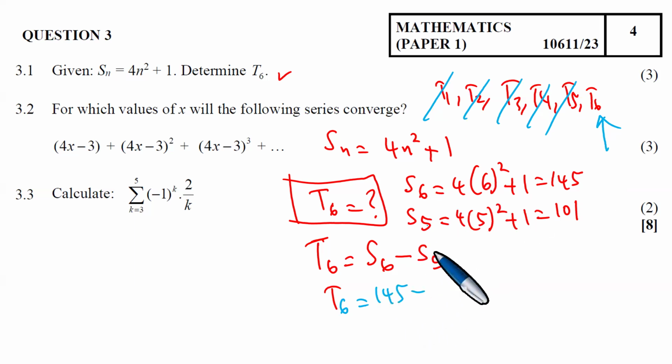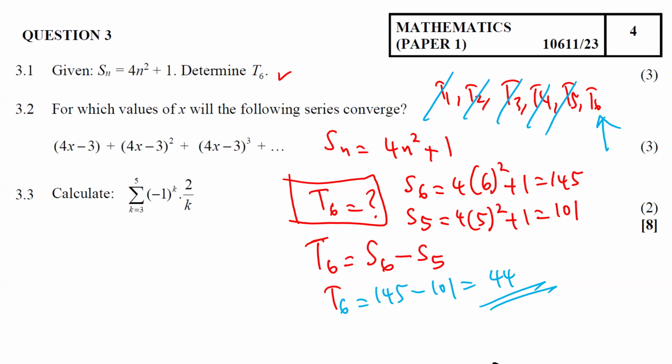And then the sum of the first 5 terms is 101. Out of the 6 terms, you remove 5, you're left with term number 6. So 145 minus 101, what you get is the answer. You get exactly 44. So that T6 is equal to 44.